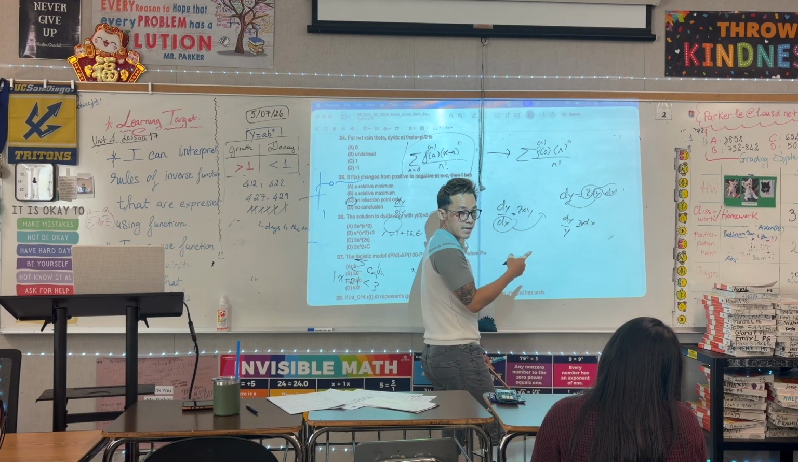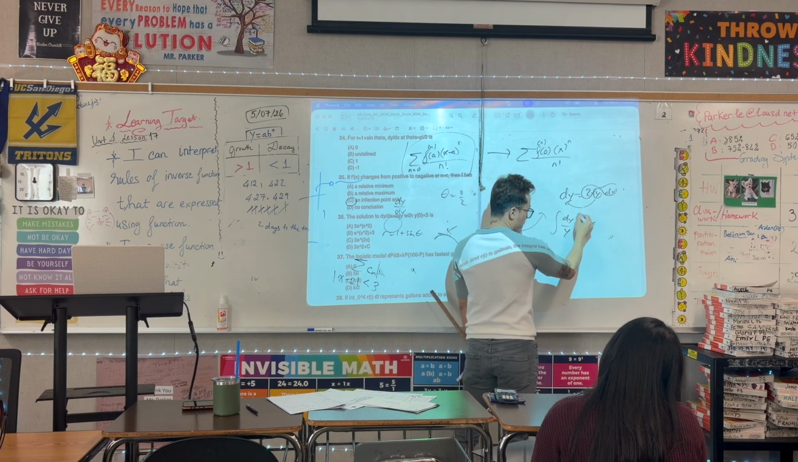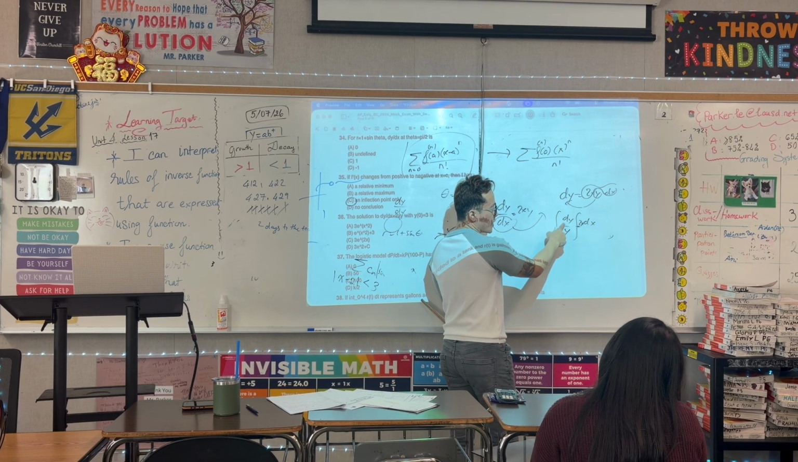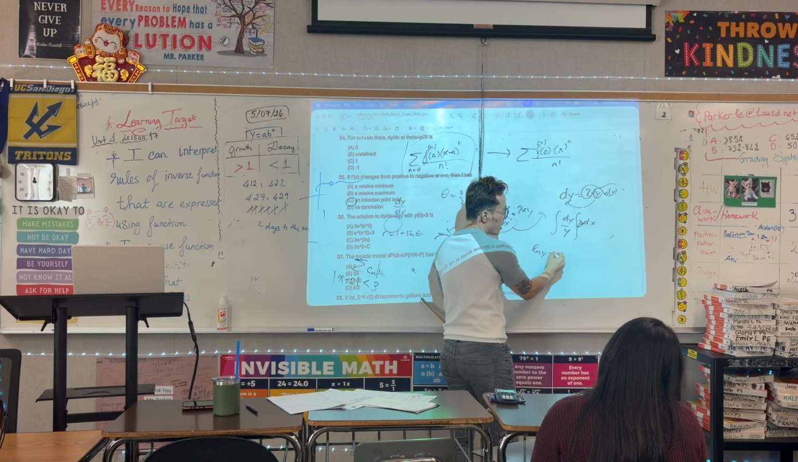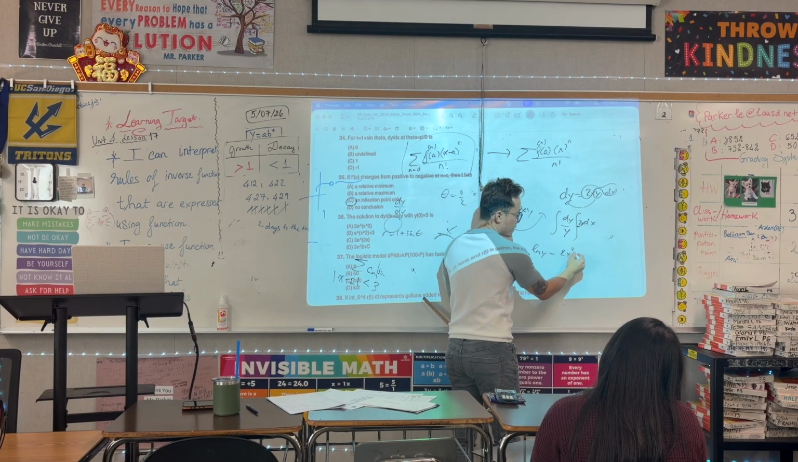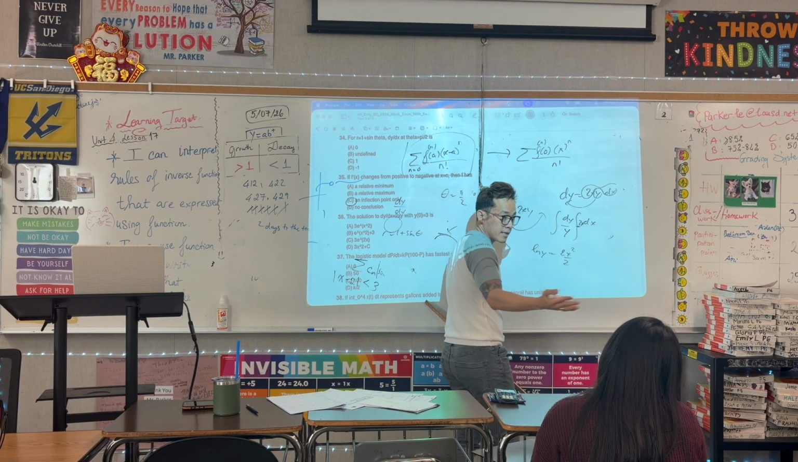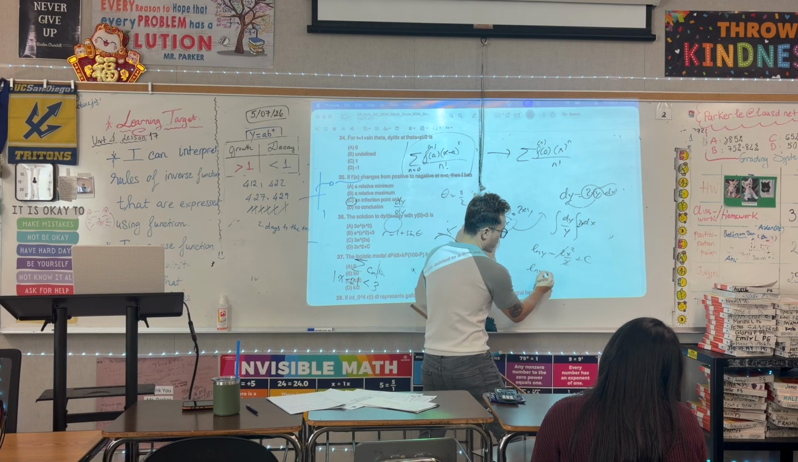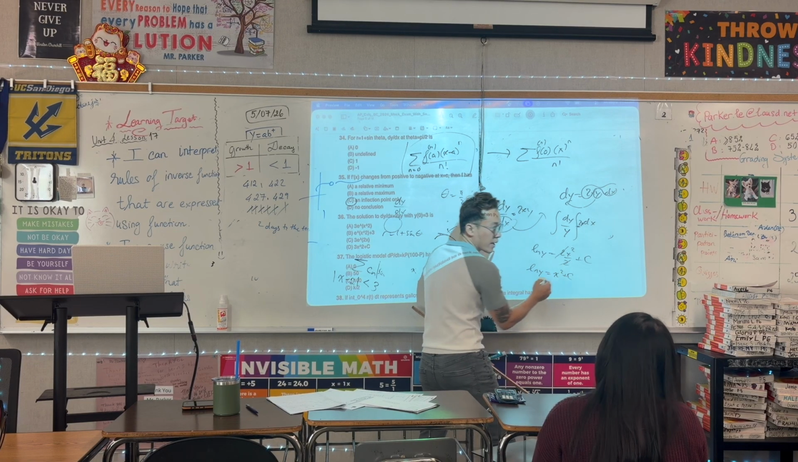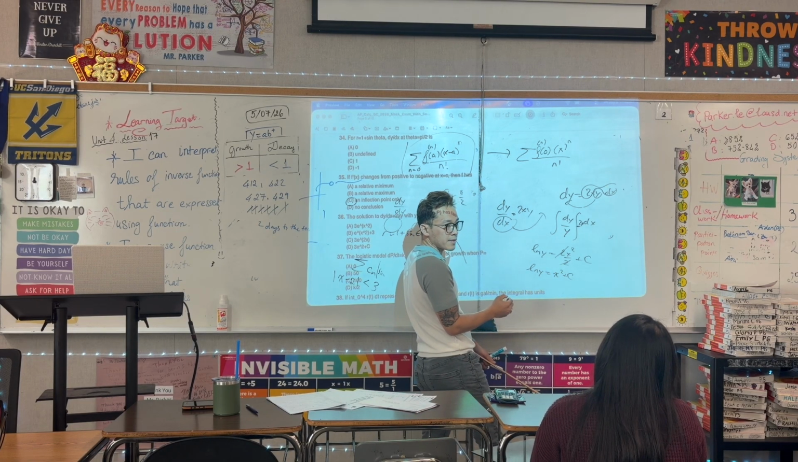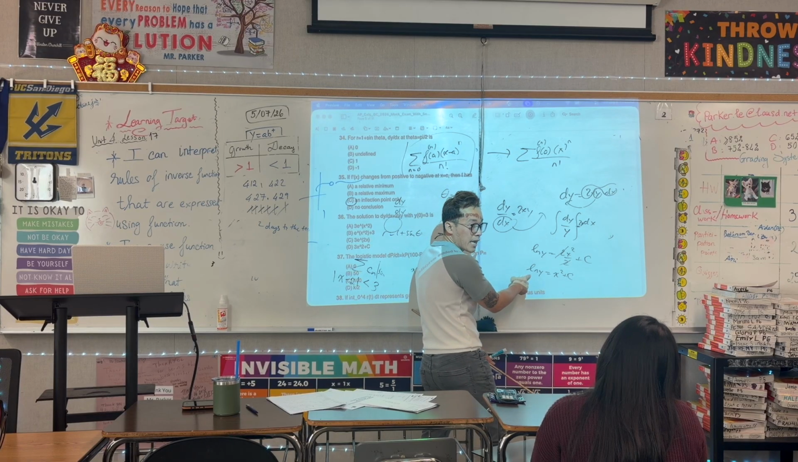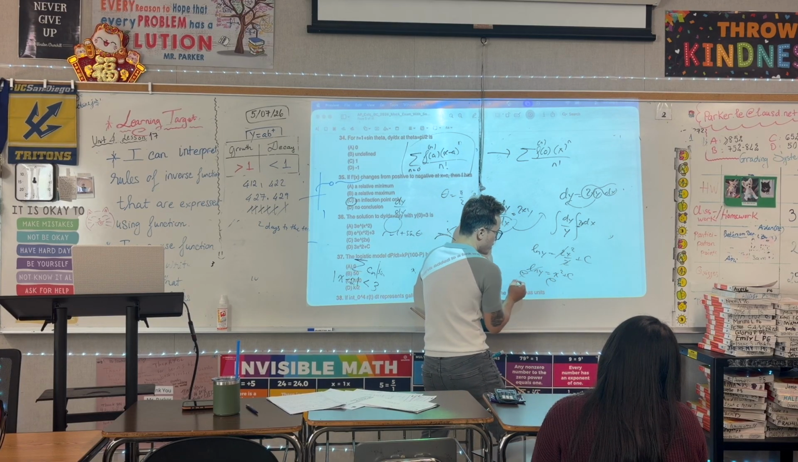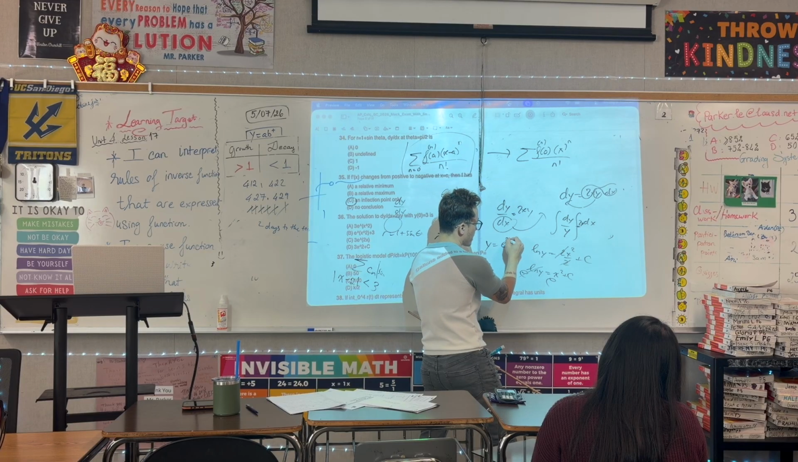Then I take the integral. What is the integral of dy over y? ln y. What is the integral of 2x? x squared, plus c. So ln y equals x squared plus c. How do you get y? Because you see ln, you do e. So y equals e to the x squared plus c.